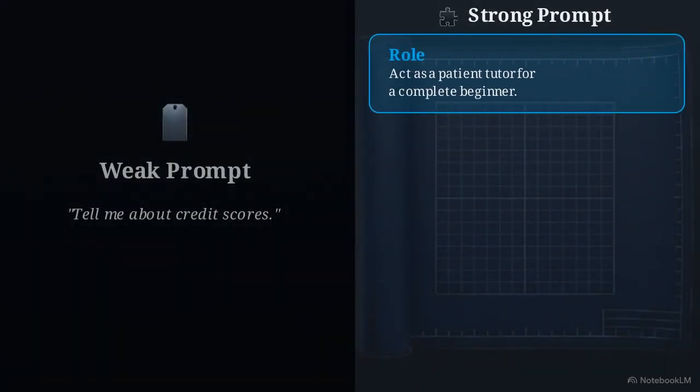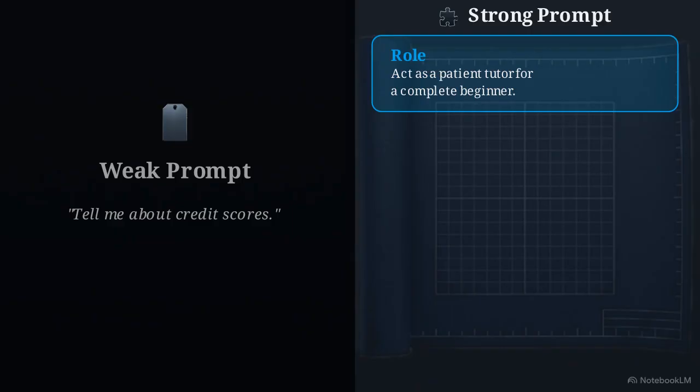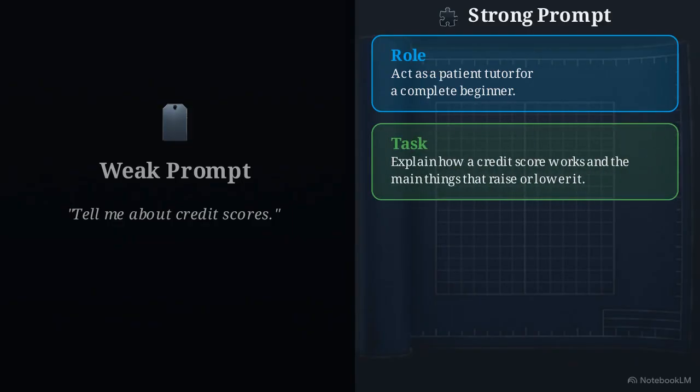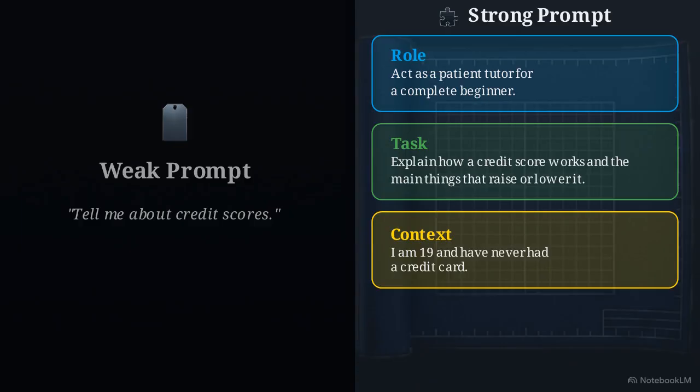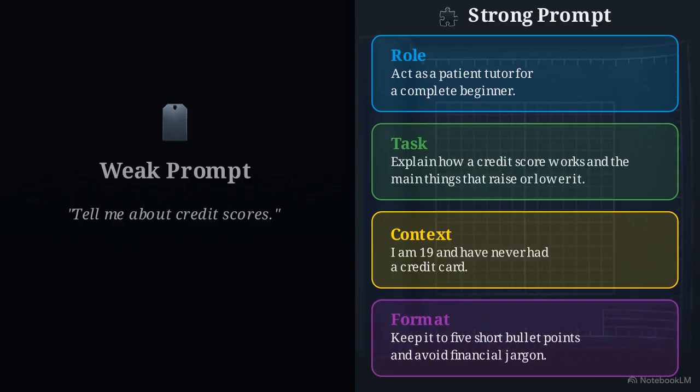Now let's rebuild it. First, establish the role. Act as a patient tutor for a complete beginner. Next, assign the task. Explain how a credit score works and the main things that raise or lower it. Then provide context. I am 19 and have never had a credit card. Finally, dictate the format. Keep it to 5 short bullet points and avoid financial jargon.